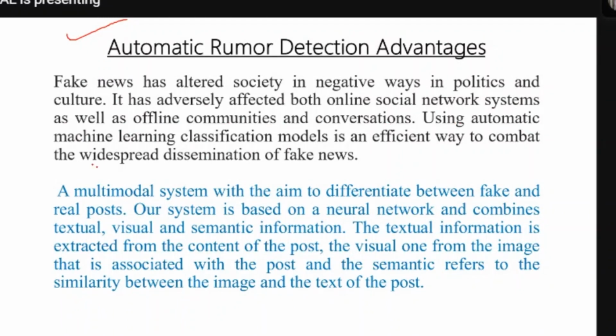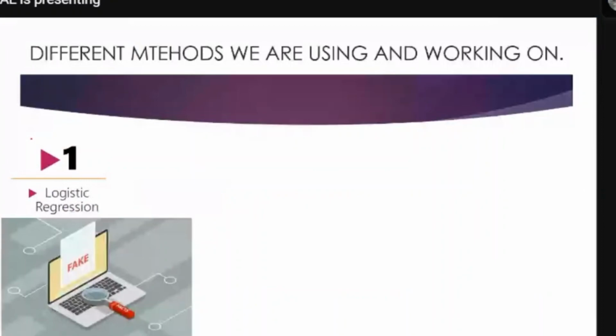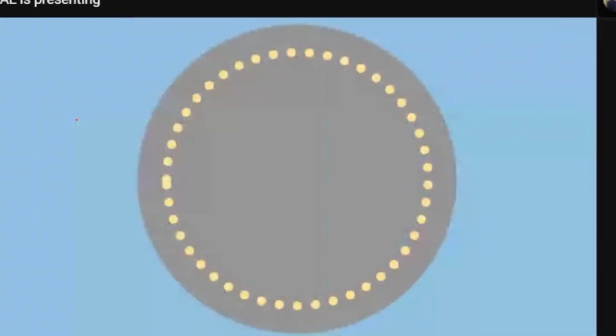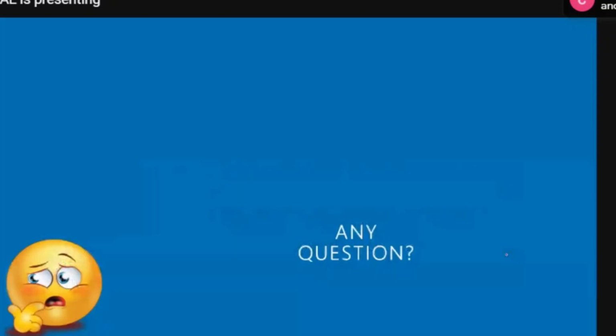Using an automatic machine learning classification model is an efficient way to combat the widespread problem. If we use machine learning techniques and classification models, we will be safe from this. As I told you in my previous slides, what are the disadvantages of fake news? So what is the further scope of research? I have to tell you.